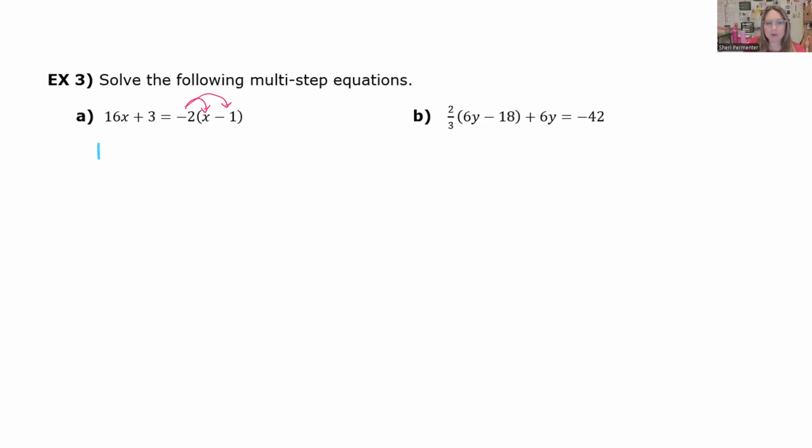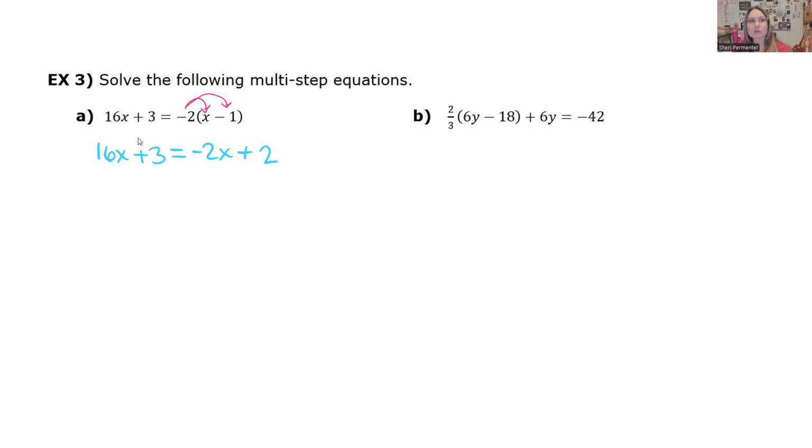Nothing happens on the left, we rewrite it. 16x plus 3 equals negative 2 times, and what's the number in front of x if there isn't one? 1, very good. So negative 2 times 1 is negative 2x. Negative times a negative is going to be a positive. And 2 times 1 is 2. All right, now we've got a situation where we've got x's on both sides. We've got constants on both sides.